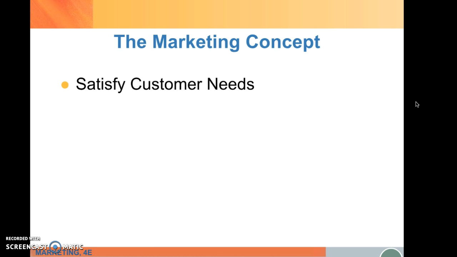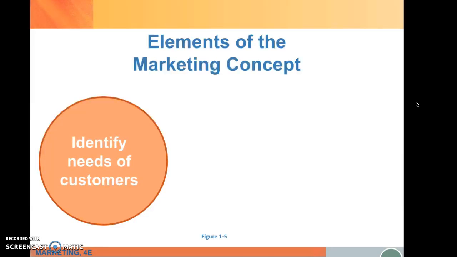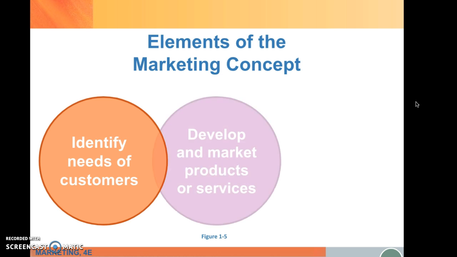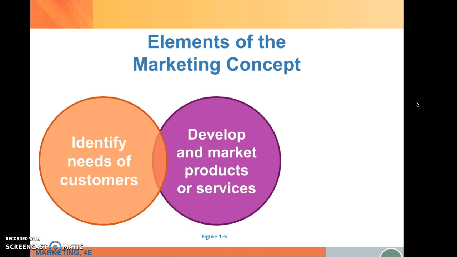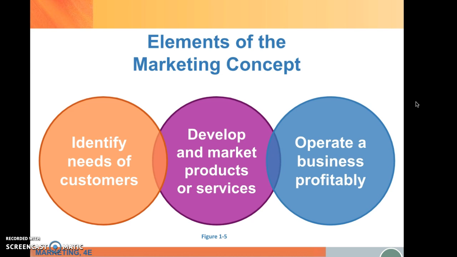So businesses must accomplish 3 activities if they want to use the marketing concept successfully. Okay, so there's 3 elements of the marketing concept. One is going to be identifying the needs of the customer. Okay, that makes sense, right? The second one is actually develop and market the products or services. And then the third thing is operating your business profitably. Okay, you want to make money.